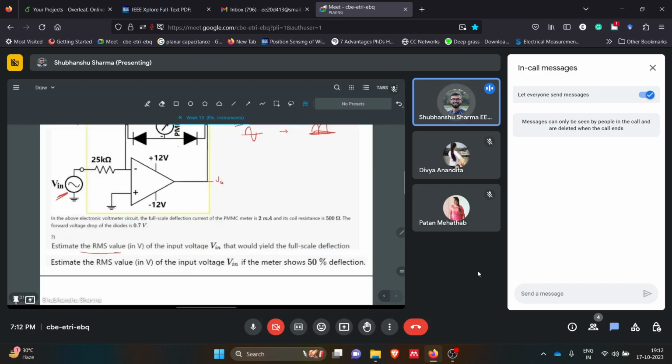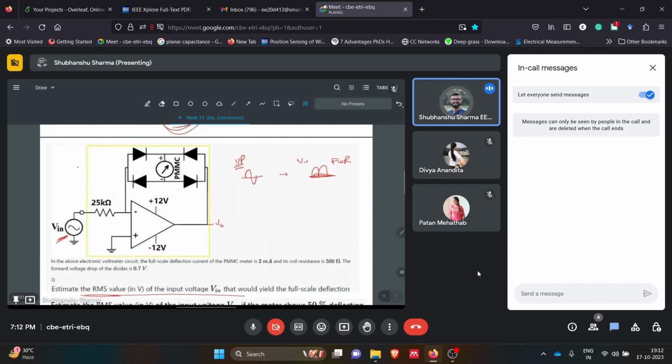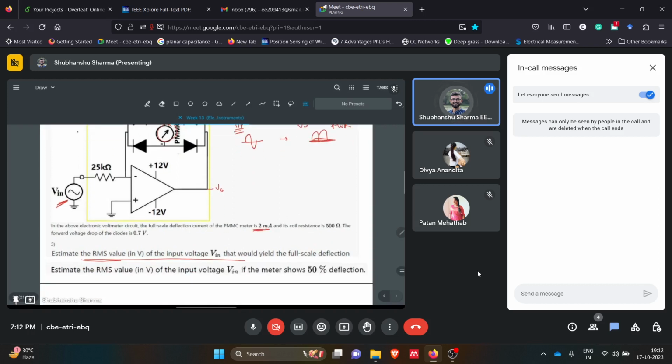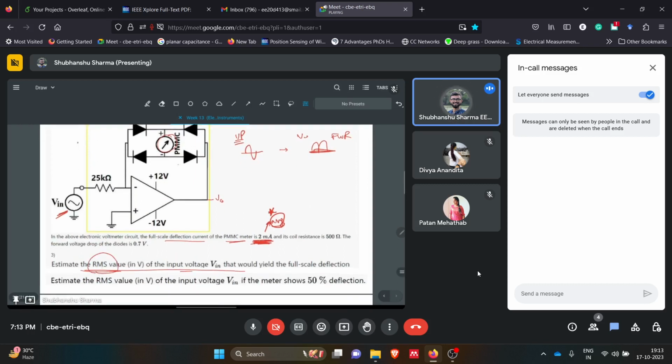Now the first question is: what will be the RMS value of the input voltage V in? We know that PMMC measures the average value and deflects accordingly. Whatever value they give for full scale deflection of the PMMC meter is the average value. This is very important to keep in mind. So if this is average, you have to find the RMS value of the input voltage.